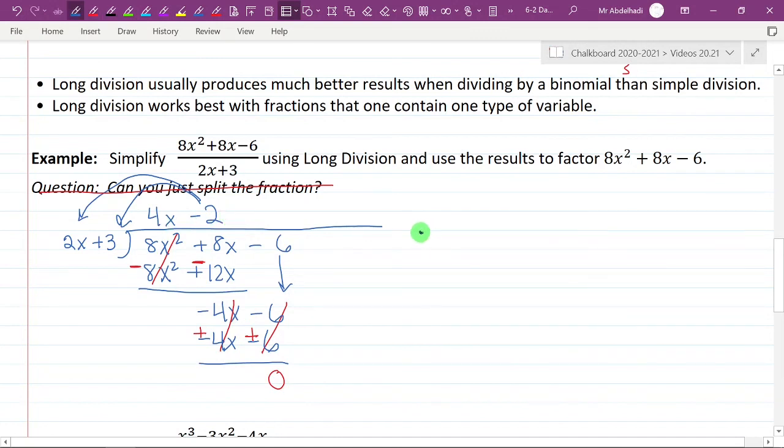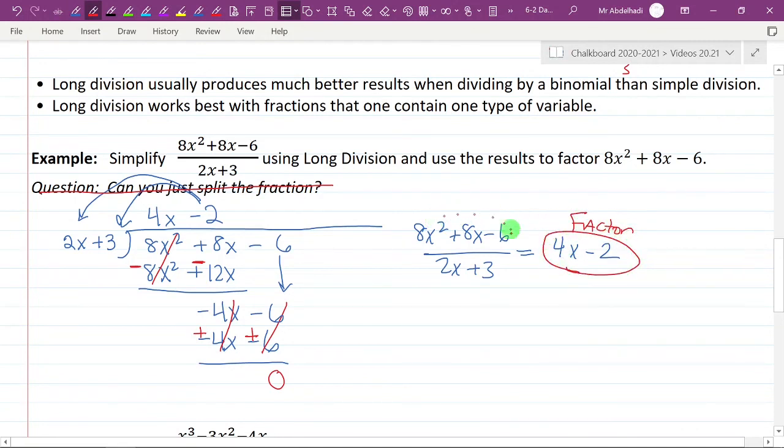So what does this tell us? Well, if you have the original problem here, you know that dividing this by this gives you this. Well, this means that this has to be a factor of the dividend. This has to be the factor of this. And this also has to be a factor of this, because this times this has to equal this, if you think about how this works.